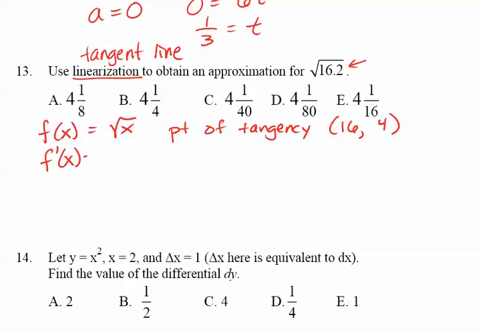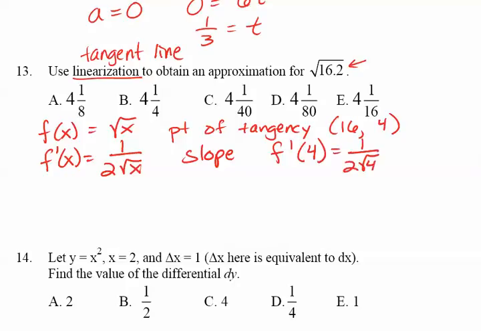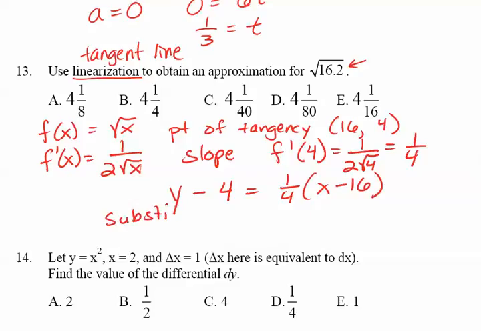F prime of x will give us the slope of our tangent. So specifically at our point of tangency, f prime of 4, we will come up with a slope of 1/4. So our tangent line equation, and then we want to substitute to get an approximation when x is 16.2. So we're using our tangent line to approximate the square root curve.